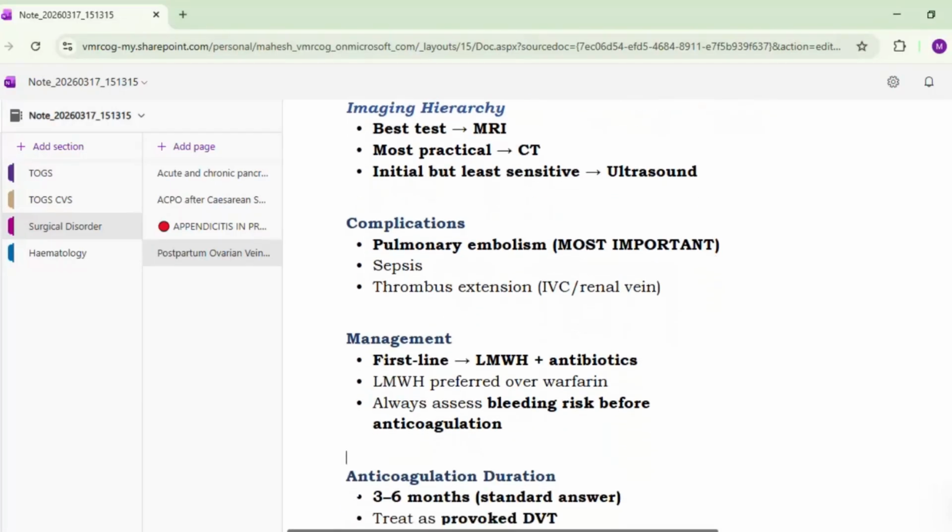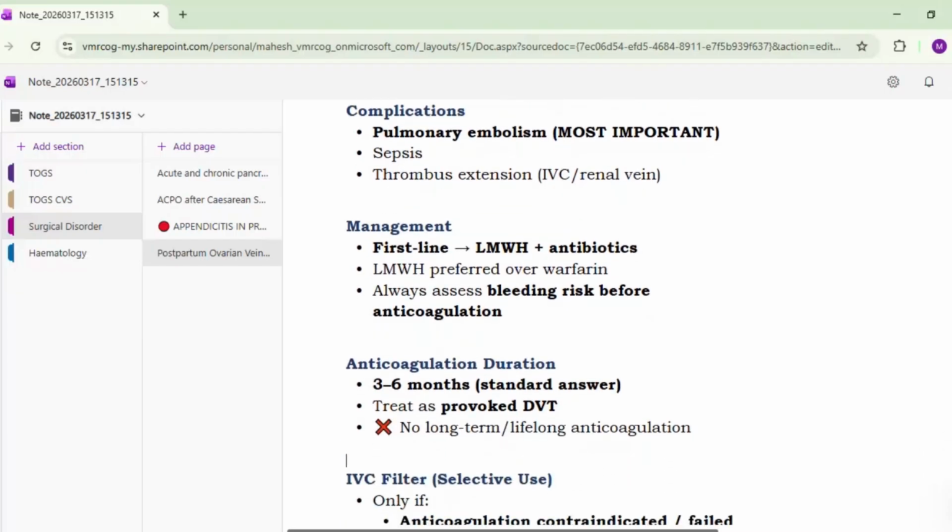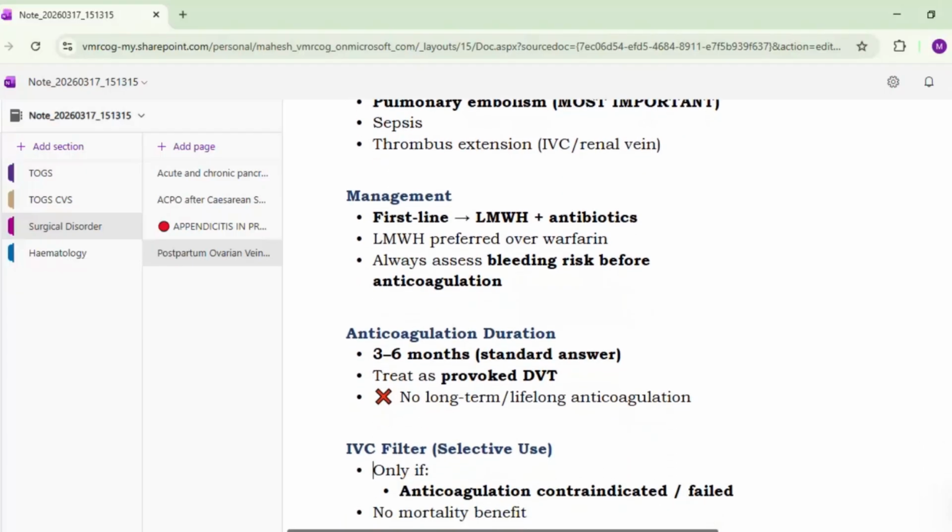Management: first line is a low molecular weight heparin along with antibiotics. Low molecular weight heparin is preferred over warfarin. Always assess bleeding risk before anticoagulation. Anticoagulation is given for 3 to 6 months.